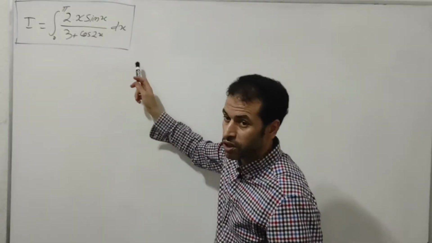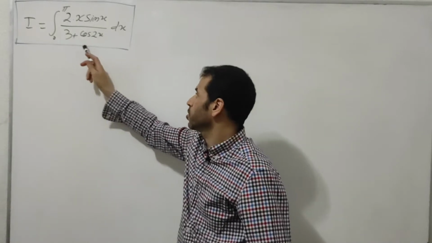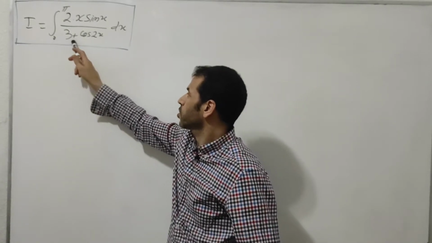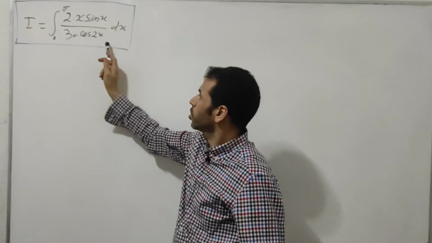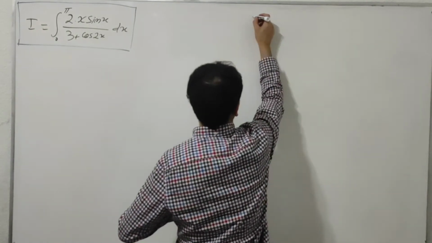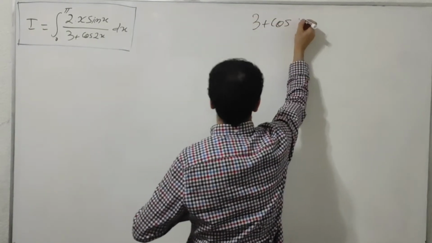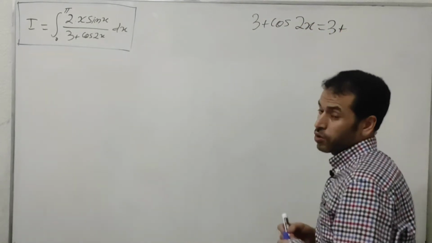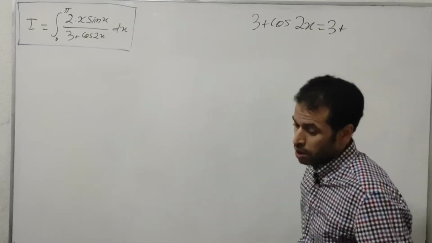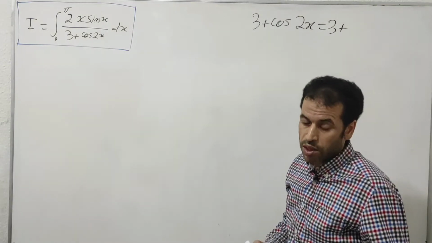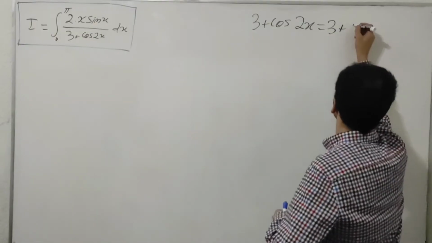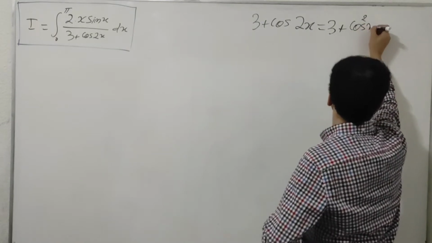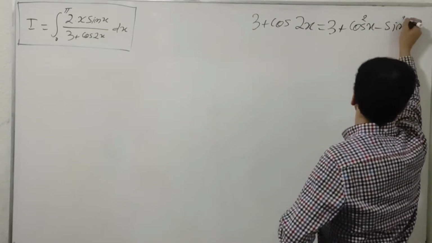Before I start solving this integral, I'm going to work on the denominator. I'm going to transform this expression into sine x. So we have this expression 3 plus cosine 2x, and I'm going to apply the trigonometry formula here. As you know, cosine 2x is the same as cosine square x minus sine square x. So we'll have cosine square x minus sine square x.